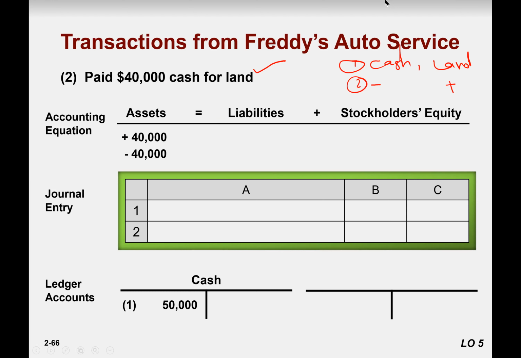Isn't it both debit and credit? Because it's plus the 40,000 and minus 40,000? I'm talking about this right now.